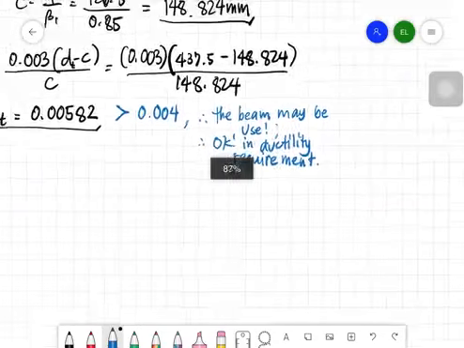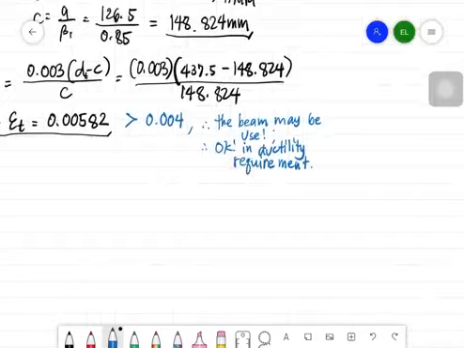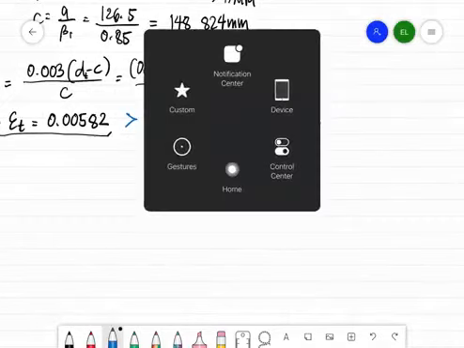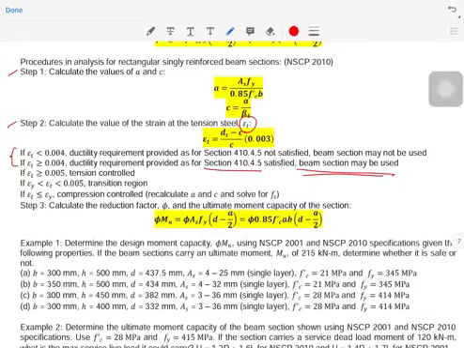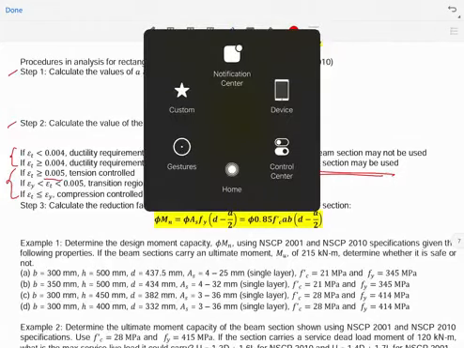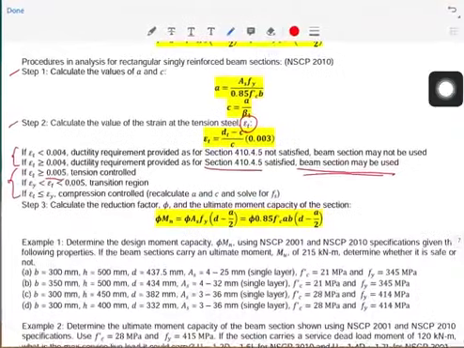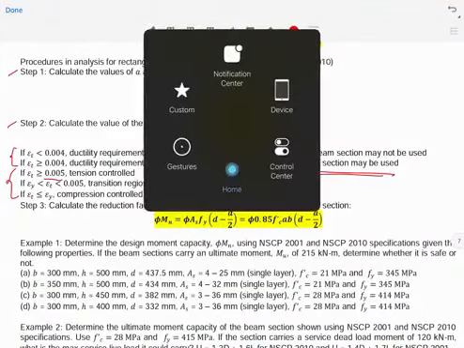Okay, so with that value there, now we know strain T. Next, we should know if it is tension controlled, in the transition region, or compression controlled. For the three conditions, the baseline is 0.005. So I think that is greater than 0.005.